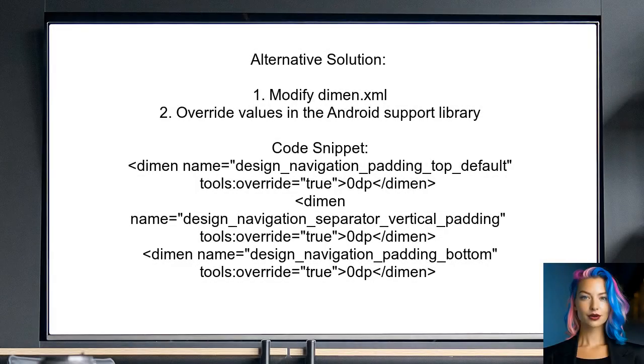An alternative solution provided by another user involves modifying the daemon XML file. They suggest overriding specific values in the Android support library to adjust the space between the header group and the first item menu.